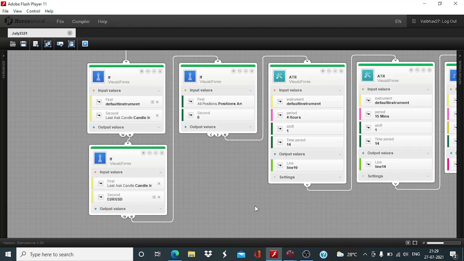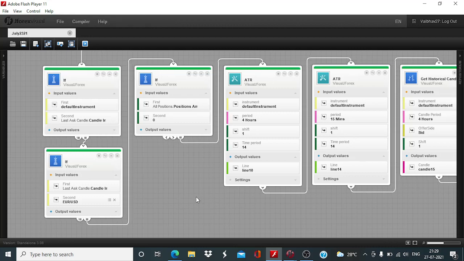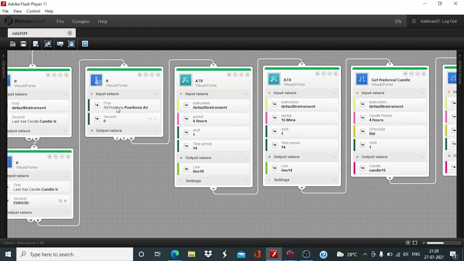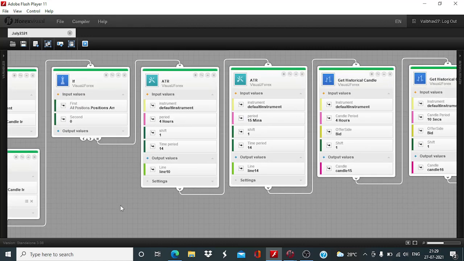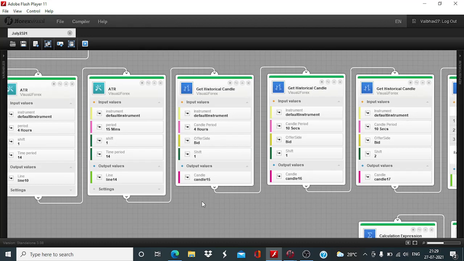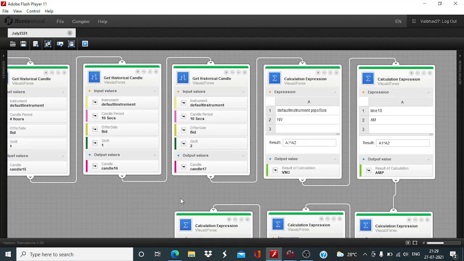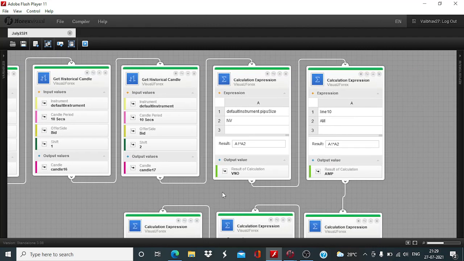In the last two sessions, the development so far includes this instrument subscription, where the default instrument is being defined as EUR/USD, and afterwards we got this position amount defined at 0. ATR blocks were added. The first one is of 4-hour candle periods, another one is of 15 minutes. And to look at the price volatility, we are also taking the help of get historical candle. This one is of 4 hours and these two are of 10 seconds to pinpoint the exact point of entry.